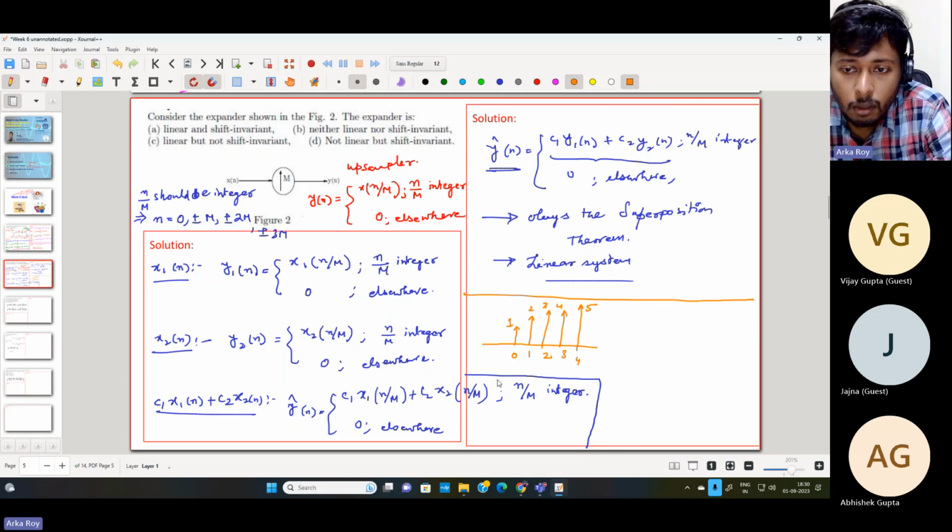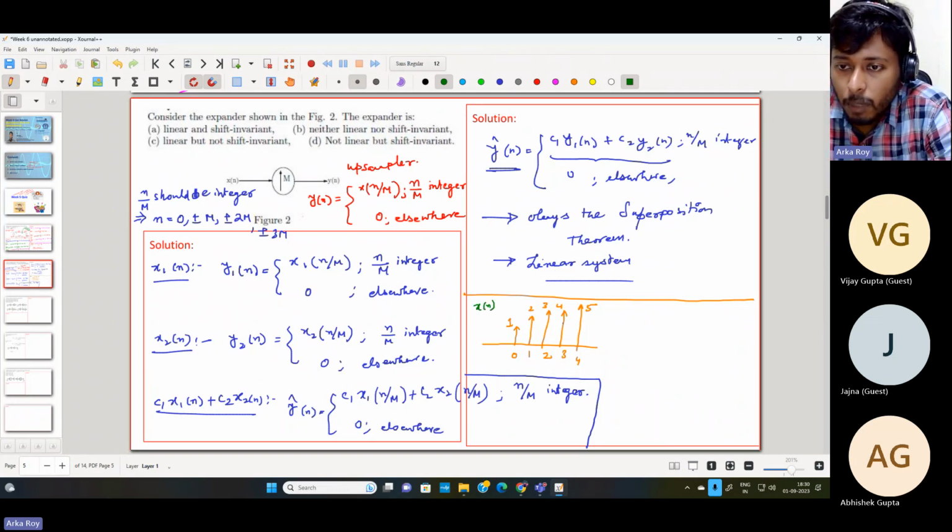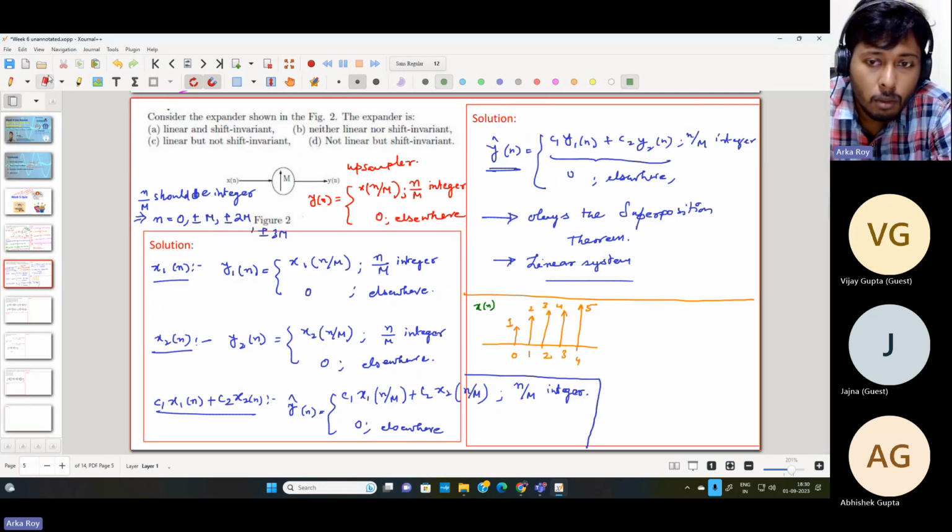So over here, we can see that the signal x of n has this particular shape. Pardon my drawing because 3 and 4 have almost the same amplitude level, or let me just fix it.